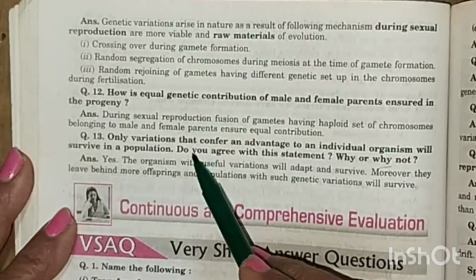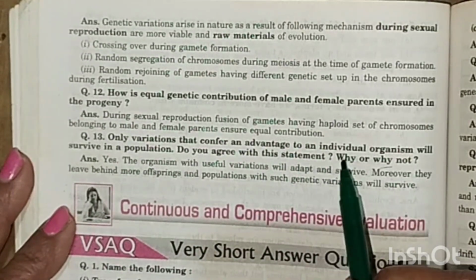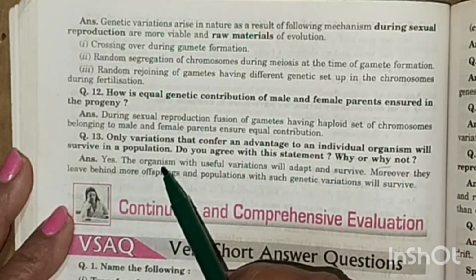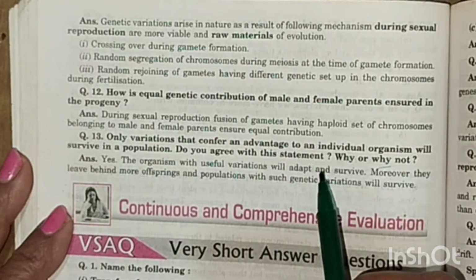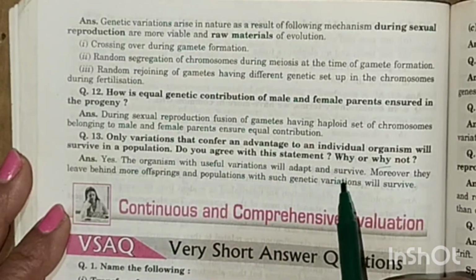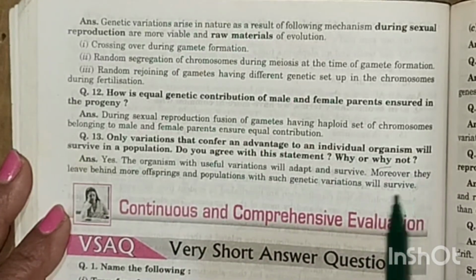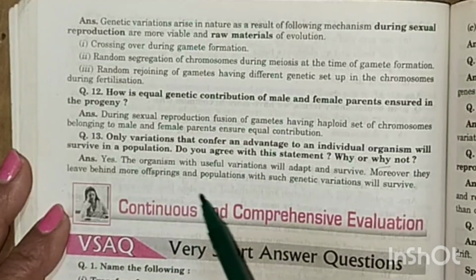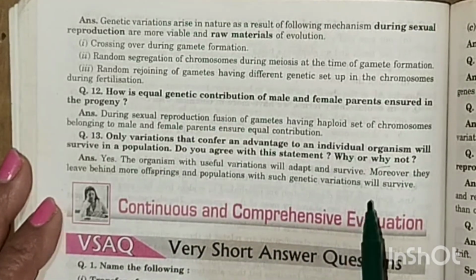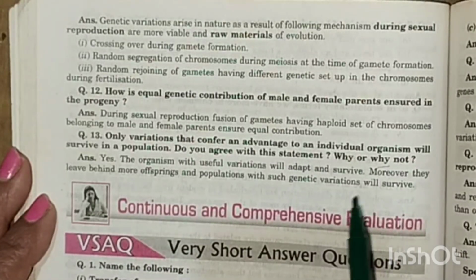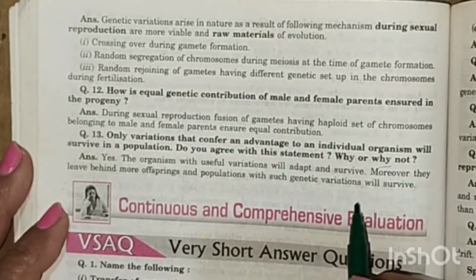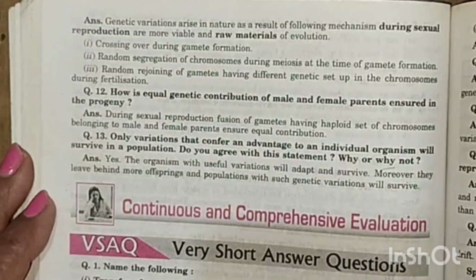Next question. Only variation that confers an advantage to an individual organism will survive in a population. Do you agree with this statement? Yes, the organism with useful variations will adapt and survive. Moreover, they leave behind more offspring, and the population has such genetic variation. Variation will help in survival. Variation increases the survival chance and causes evolution.